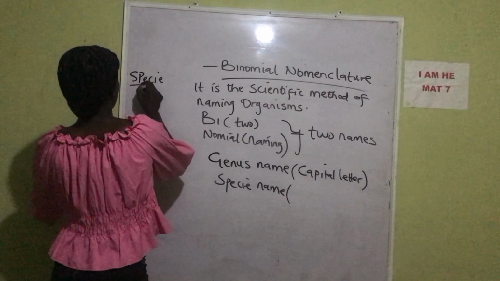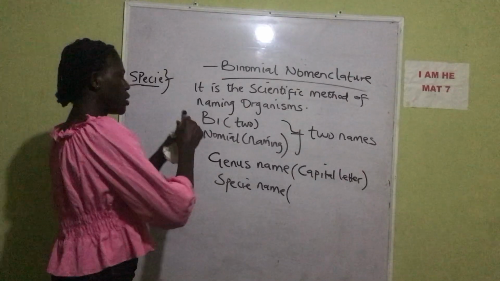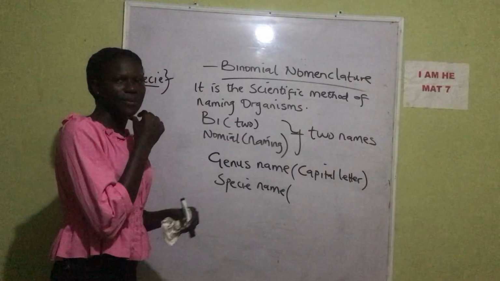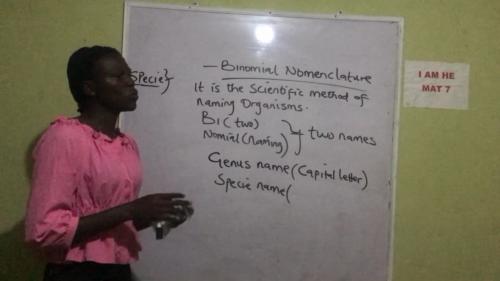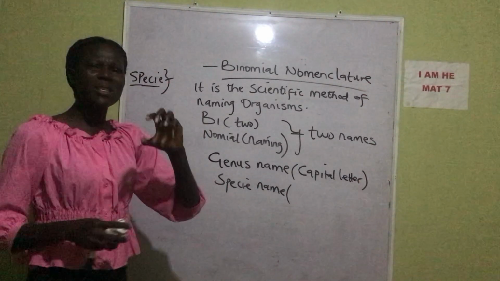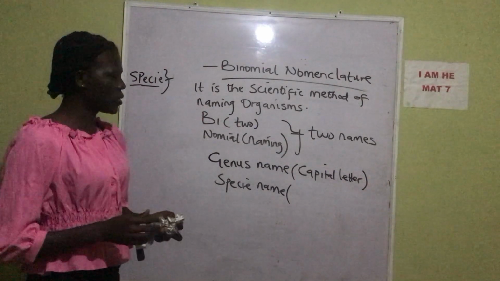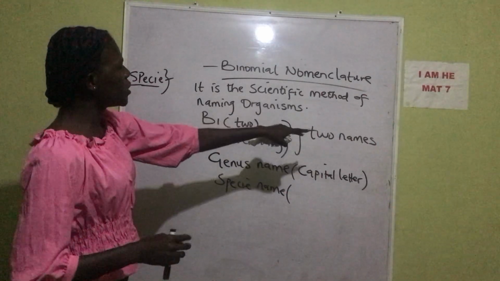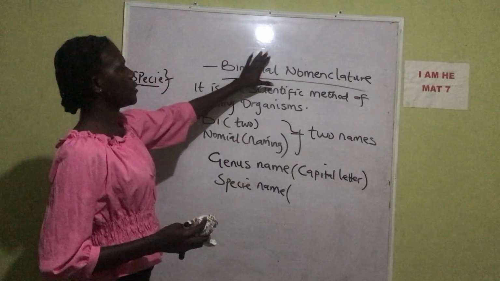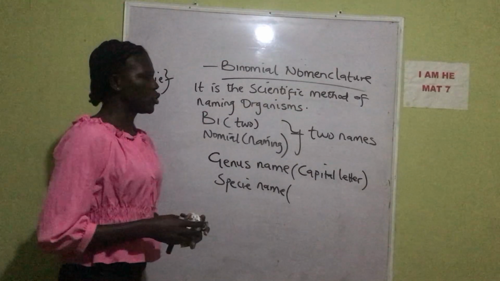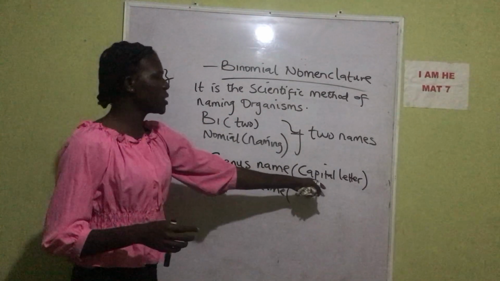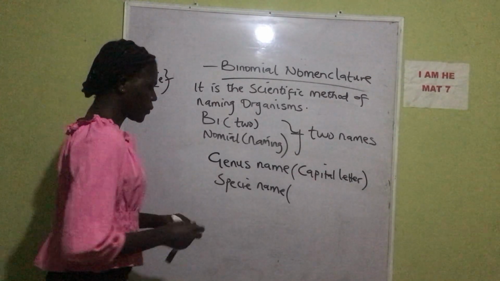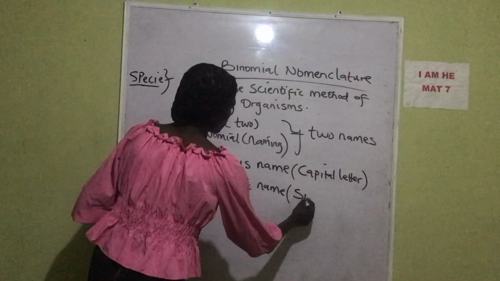Species, because organisms within the same species give birth to identical organisms, or their kind, and they are closely related. So species is the smallest unit of classification. So the genus name and the species name are the two names we're talking about that give birth to this word binomial nomenclature. Like I said, the genus name is written in capital letter and it can be abbreviated, whereas the species name is written with small letter.